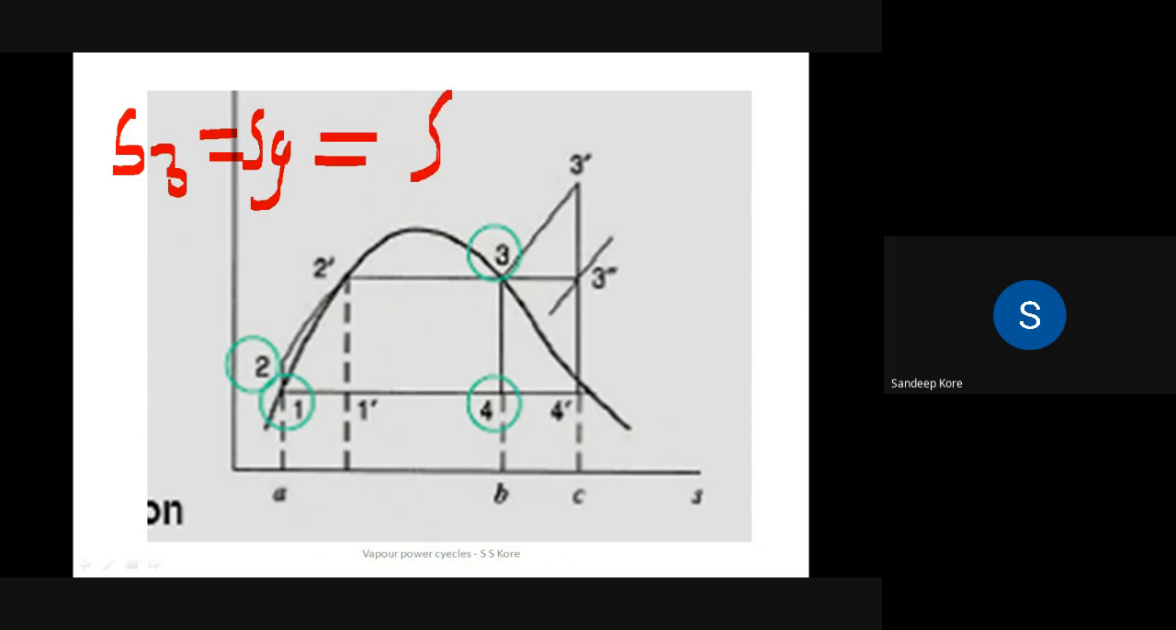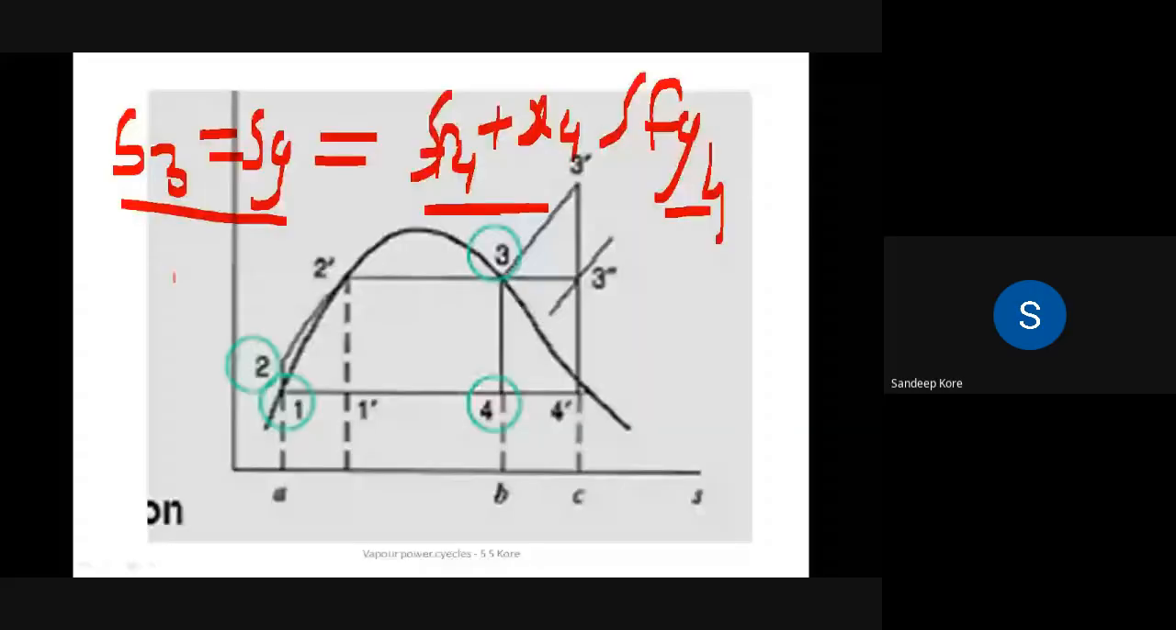It is SF4 plus X4 into SFG4. So this data is coming from the steam table. S3 is equal to Sg, which is also coming from the steam table. We can find X4, the dryness fraction.